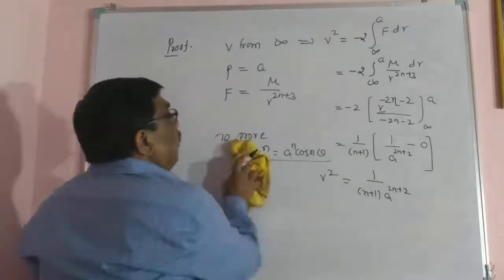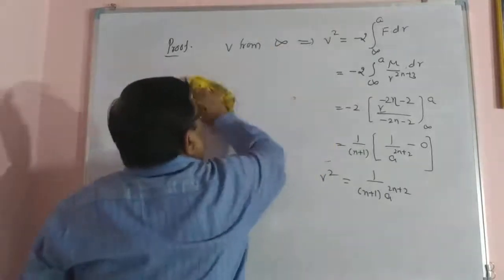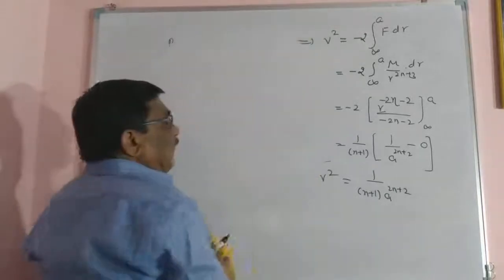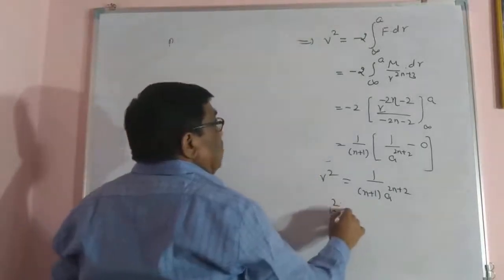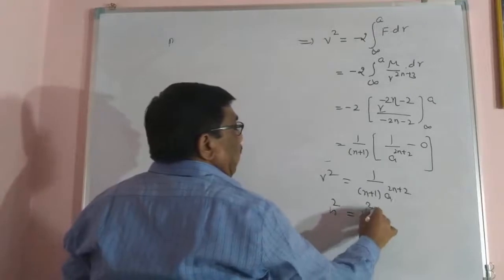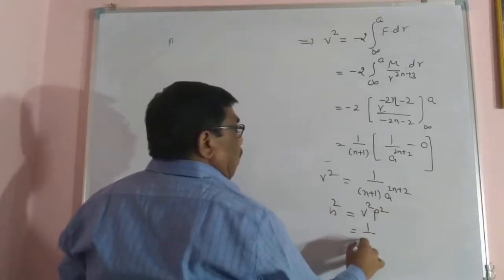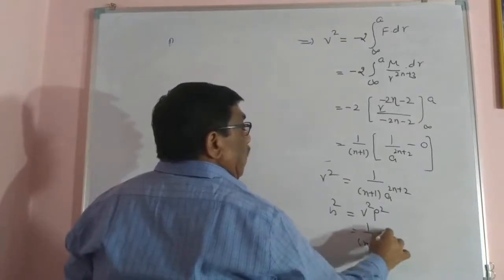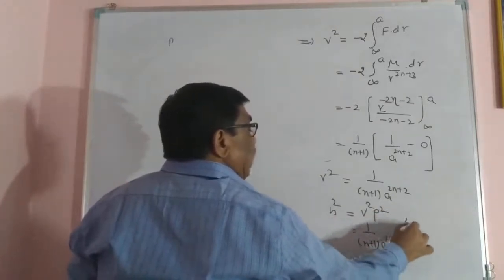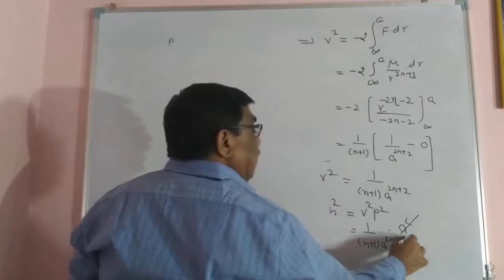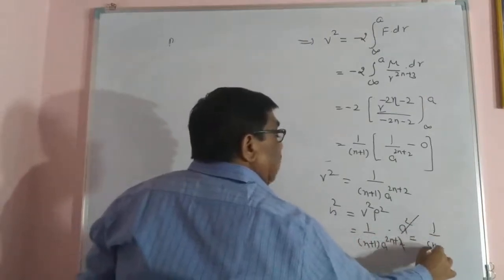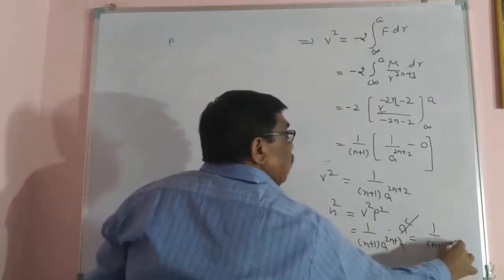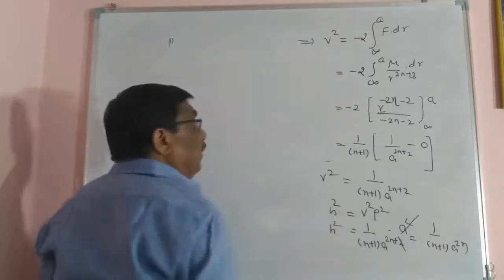Using velocity square, you have to calculate, as I have told in the previous example, h square you have to find out. h square equal to v square p square. It is 1 upon n plus 1 into a raised to 2n plus 2 into p is a, so a square. This a square cancels. You are left with 1 upon n plus 1 a raised to 2n, that is h square.